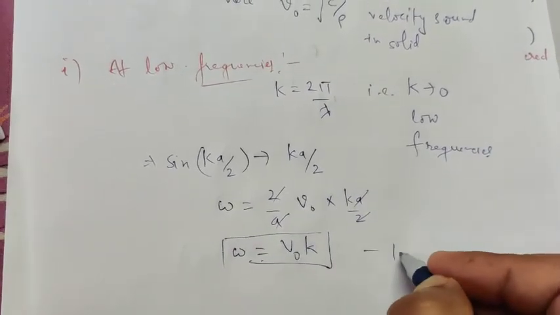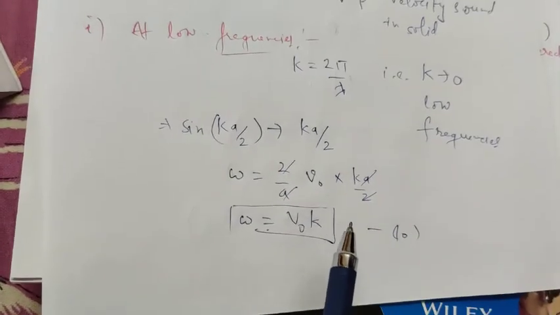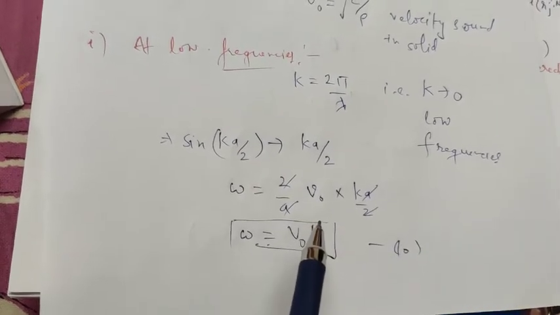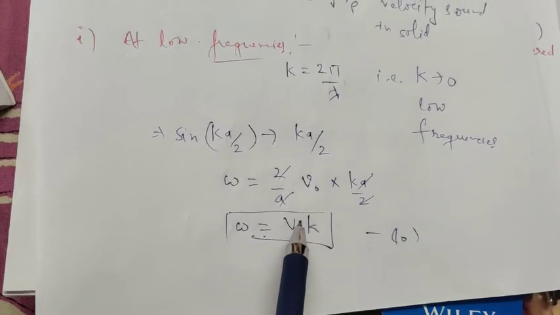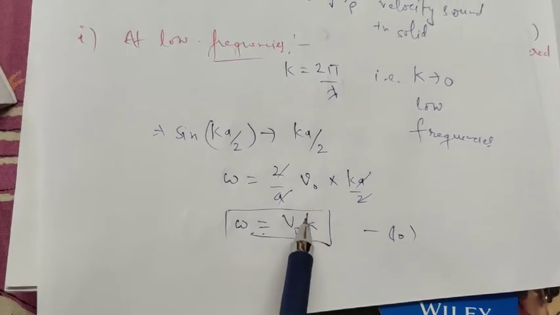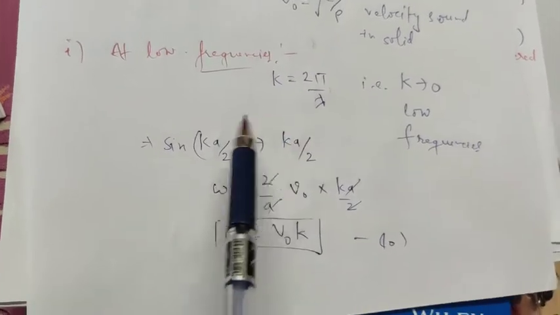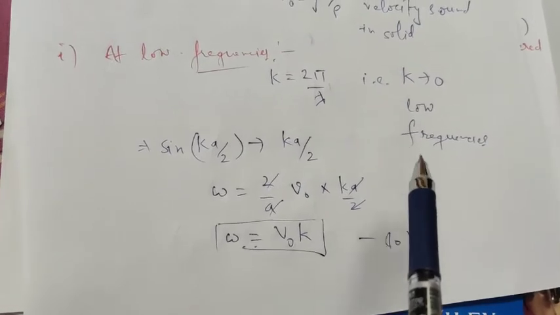This is equation number 10. Here the frequency is directly proportional to your wave vector, you can say your propagation constant. So in this case we define two types of velocity. First is phase velocity and another is group velocity.